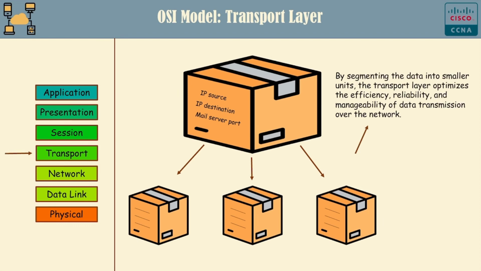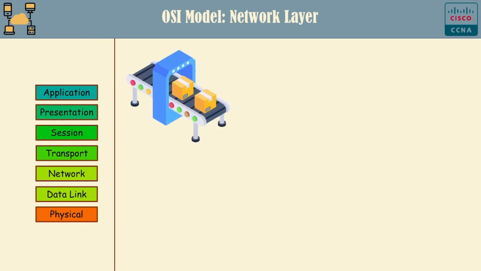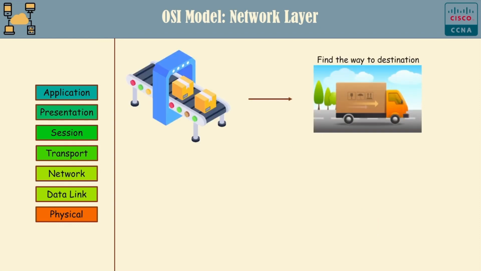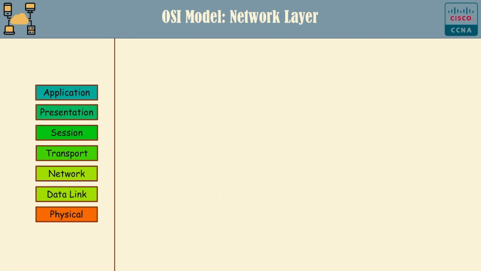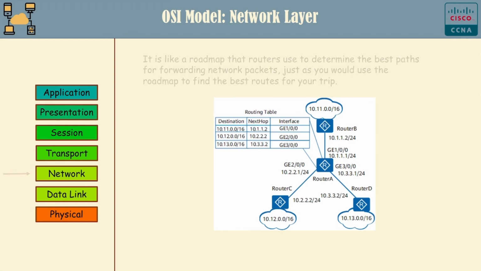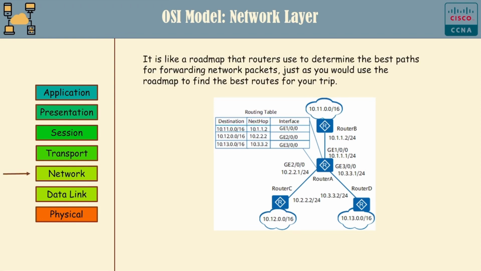In terms of the network layer, after assigning information to packets, they need to find their way to the destination. This process relies on the routing table to determine the outbound gate, referred to as the outbound interface. The network layer is responsible for using the information from the routing table to facilitate this task. Regarding the definition of a routing table, it is like a roadmap that routers use to determine the best paths for forwarding network packets, just as you would use a roadmap to find the best routes for your trip.